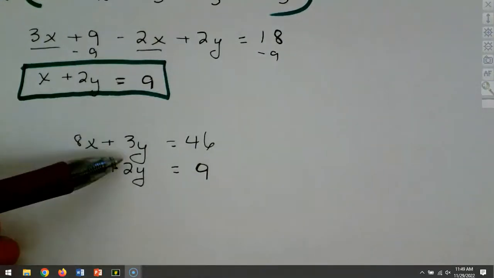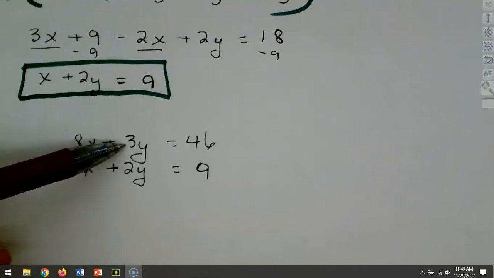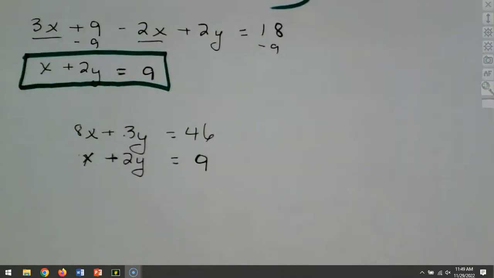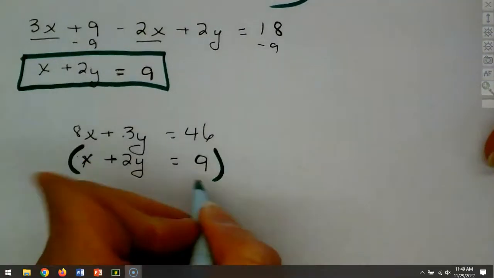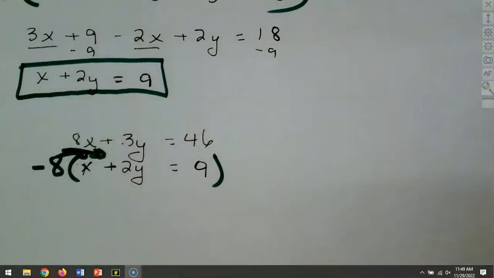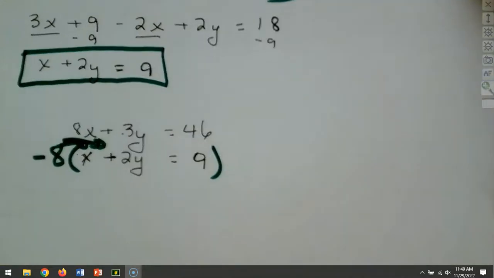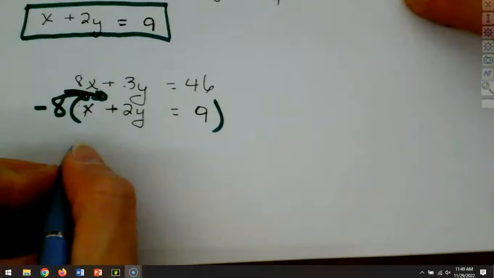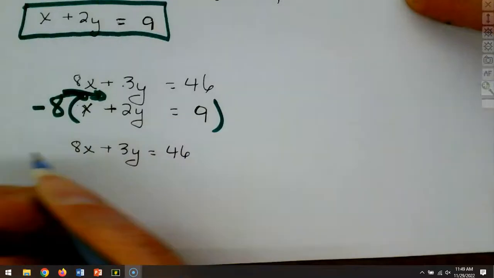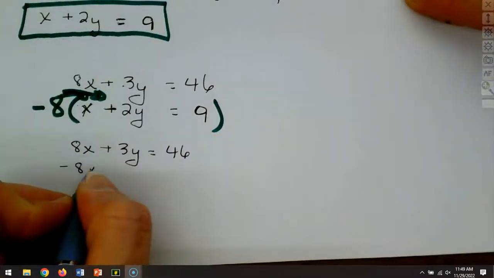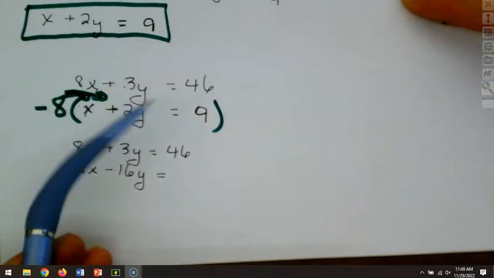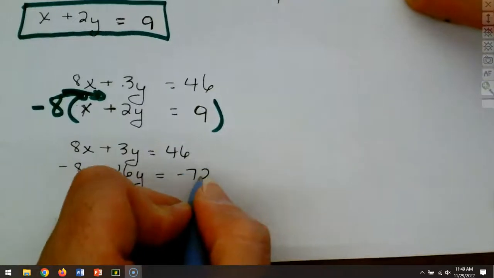I wouldn't want to eliminate for y because I've got a 2 and a 3. I can eliminate for the x by just taking the second equation and multiplying it by, yep, minus 8. That's going to make a negative 8 there, which will cancel out with a positive 8. So go ahead and distribute the negative 8 through. So we've got 8x plus 3y equals 46. Distributing the negative 8 through, we've got a minus 8x minus 16y. Negative 8 times 9, well, that's a minus 72.